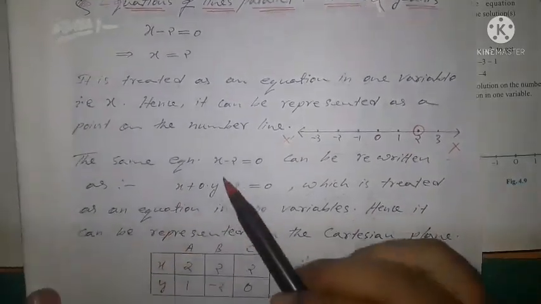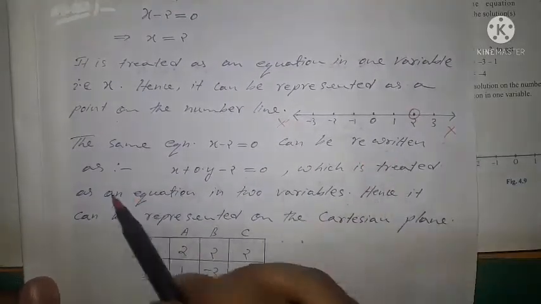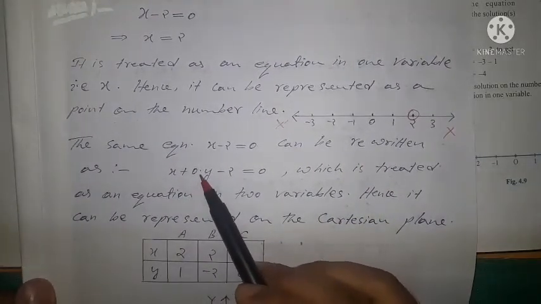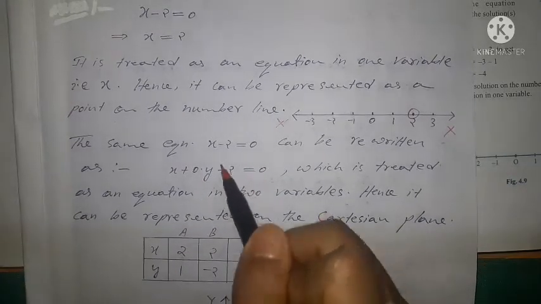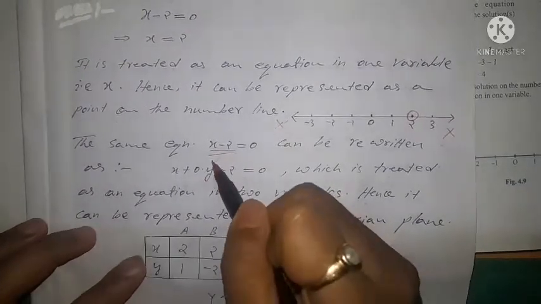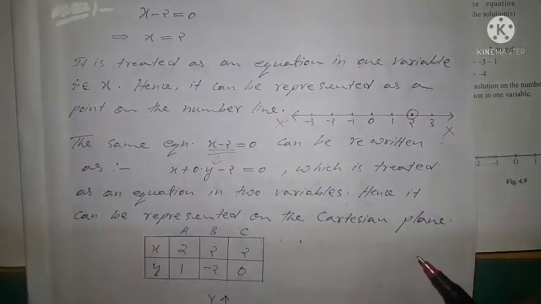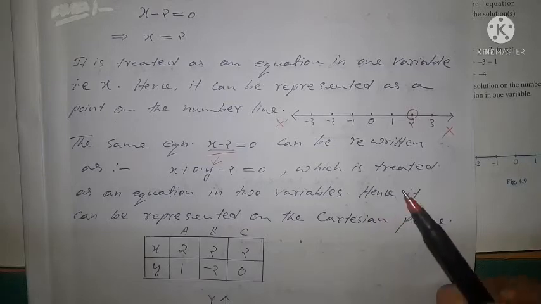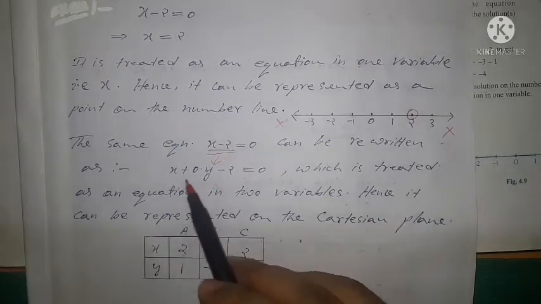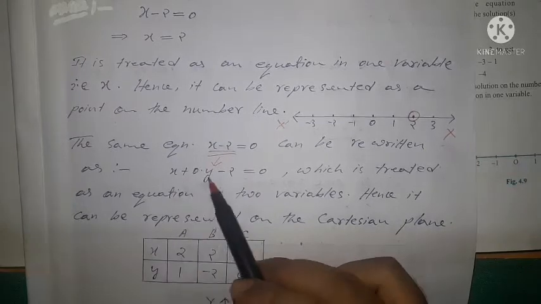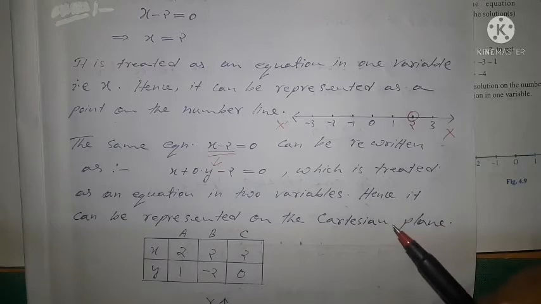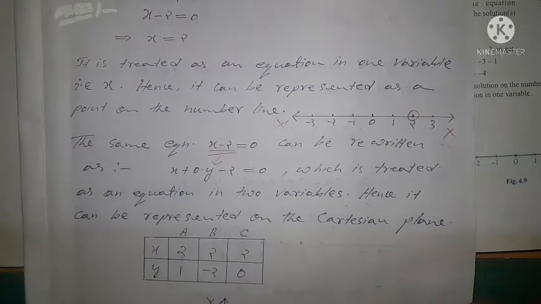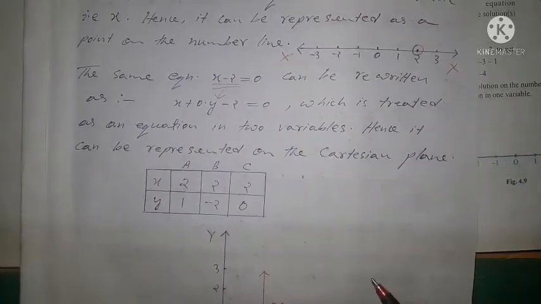The same equation, x minus 2 is equal to 0, can be rewritten as x plus 0 into y minus 2 is equal to 0. We can rewrite this equation in this manner. Now this becomes an equation in two variables. As we can see, two variables are there, that is x and y. Hence it can be represented on a Cartesian plane, as we have done earlier. We can draw the graph of this.